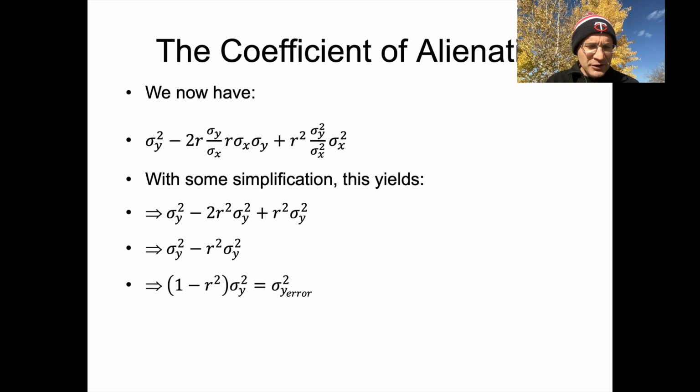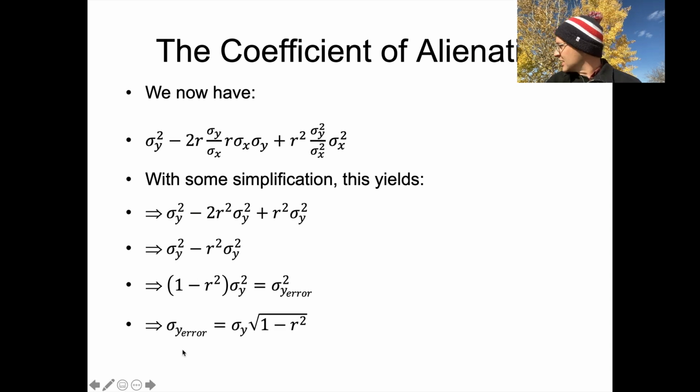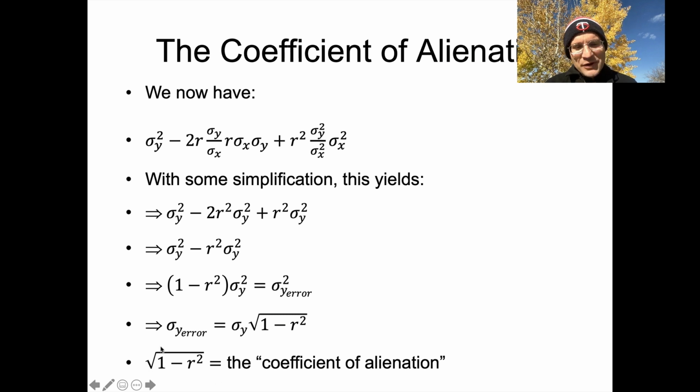And I'll take the square root of both sides of this and say that the standard deviation of the error term equals the standard deviation of y times the square root of 1 minus r squared. The only reason I'm doing that is because that square root of 1 minus r squared term has a special name.